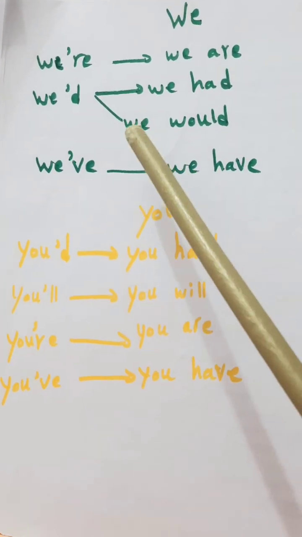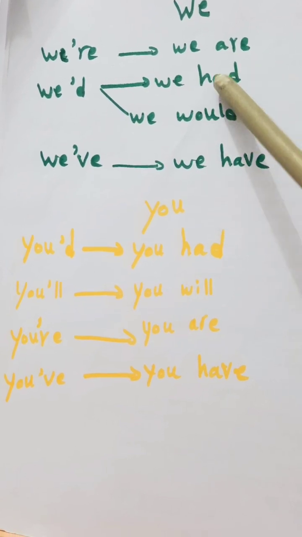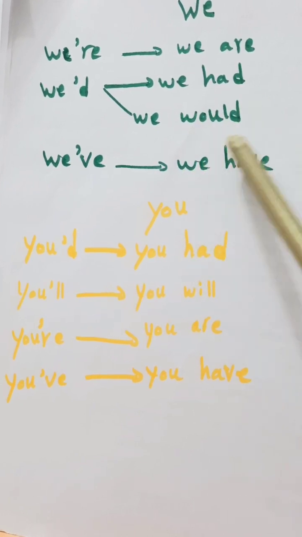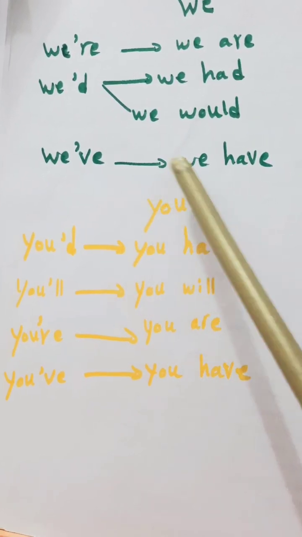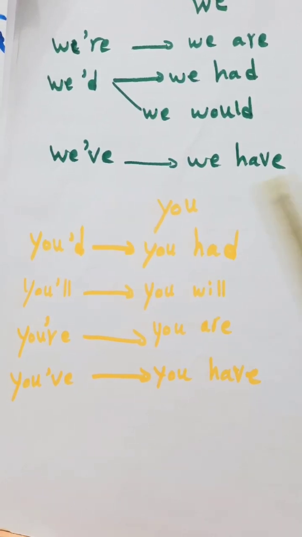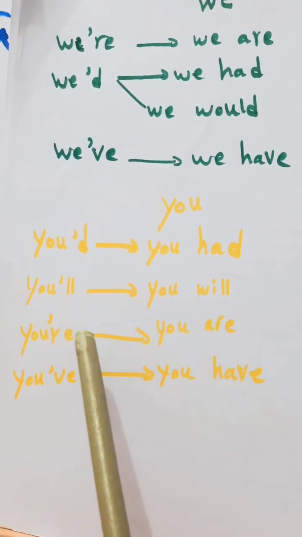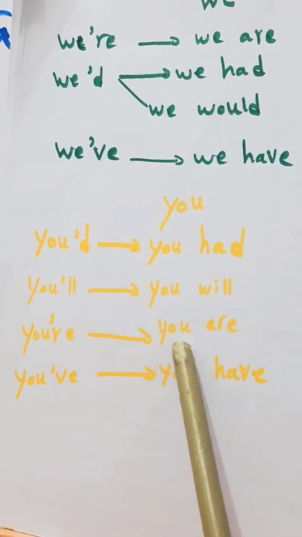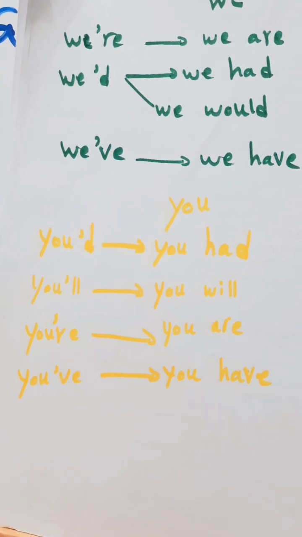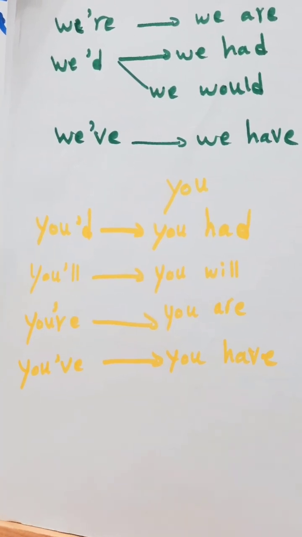We're, instead of we are. We'd, instead of we had or we would. We've, instead of we have. You'd, instead of you had. You'll, instead of you will. You're, instead of you are. We pronounce you're here like your as a possessive pronoun. You've instead of you have.